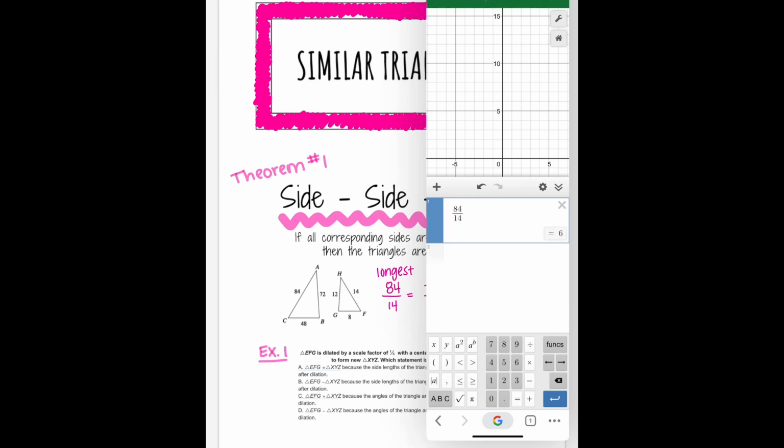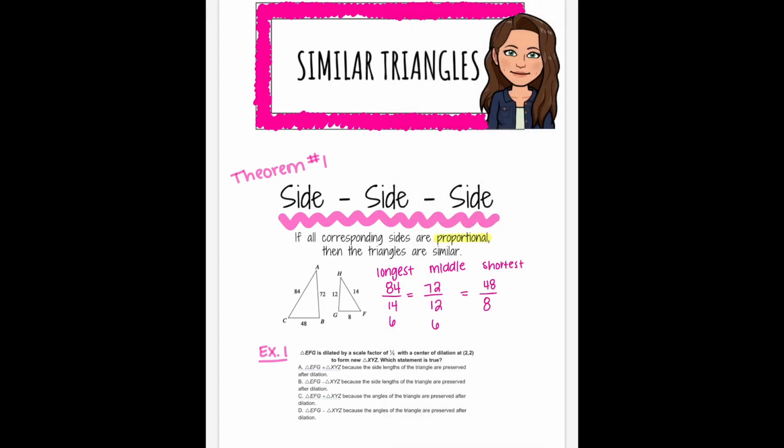So now I'm just going to check to see that these are all the same proportion. So let's see, 84 over 14 is 6. 72 over 12 is also 6. And 48 over 8 is 6. So since all of these are equal to 6, then these two triangles are proportional. To label this, we will say triangle ABC is similar to triangle HGF.